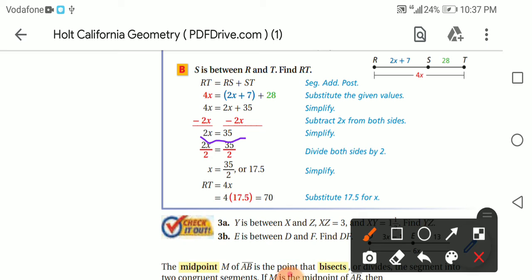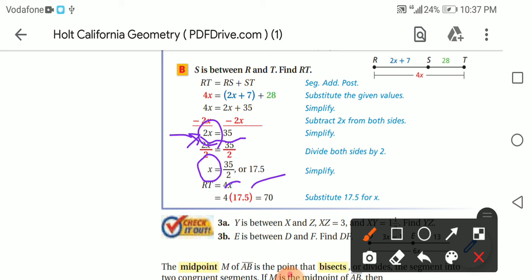I want to get rid of the 2 that's beside x. 2x means 2 times x, so the inverse is division. Divide both sides by 2 to get rid of that 2. 2x divided by 2 gives me just x, and 35 divided by 2 gives me the fraction, or 17.5.